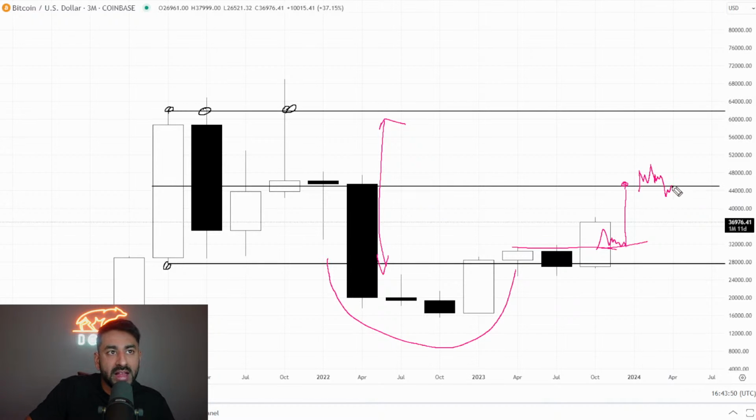But what I do expect afterwards is a bit of a breakdown and then play it back down into the 32k level, or possibly into a deeper pullback for 28.1k. And then we have the Bitcoin halving, and then we consolidate and then rally up and make a new all-time high. That's my opinion as well.